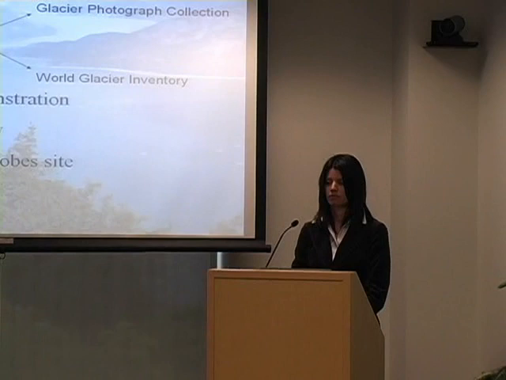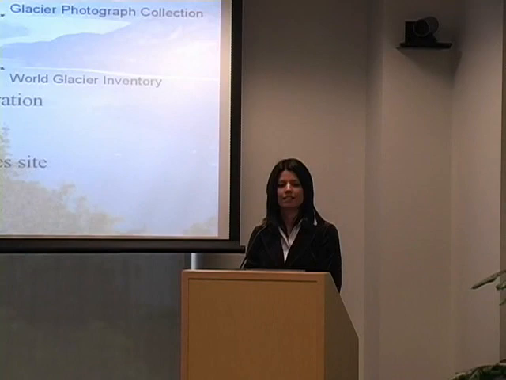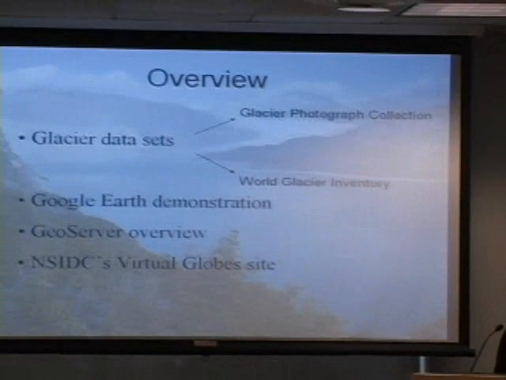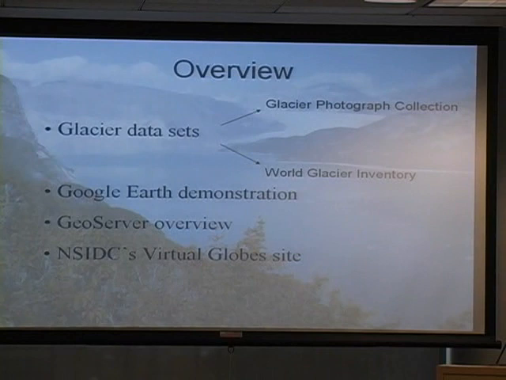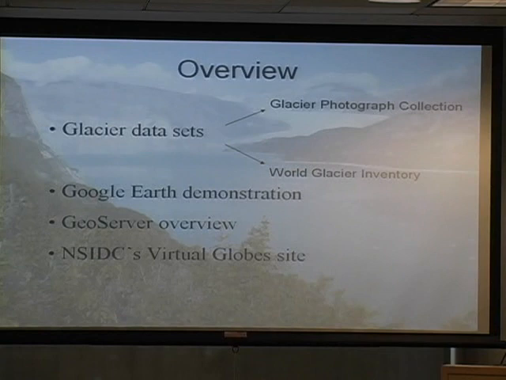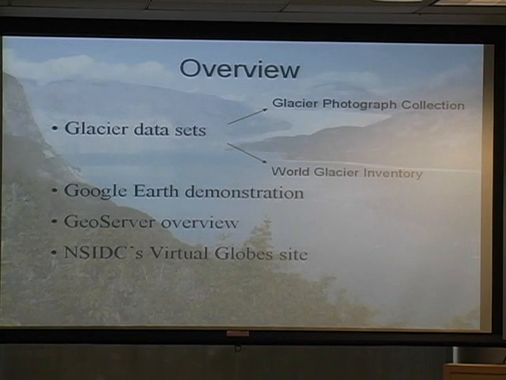I should say that at the National Snow and Ice Data Center, most people come to our website looking for data. However, if they're not looking for data, the second most popular search term is information on glaciers. So I'm going to be talking today about two different glacier data sets, the Glacier Photograph Collection and the World Glacier Inventory. I'm going to be showing how you can visualize them in Google Earth, and I'm going to use GeoServer to do this. And then at the very end, I'm going to be talking about our NSIDC virtual globe site.